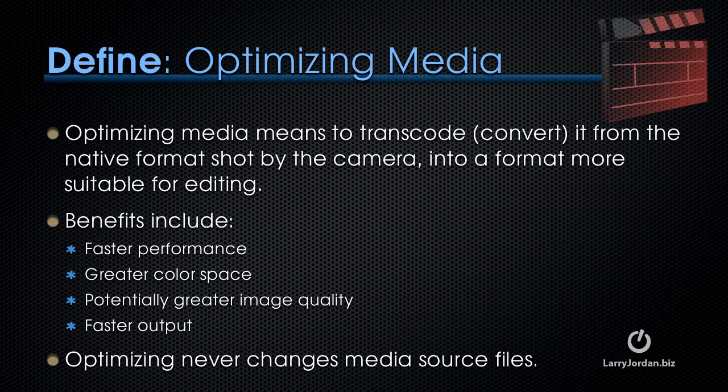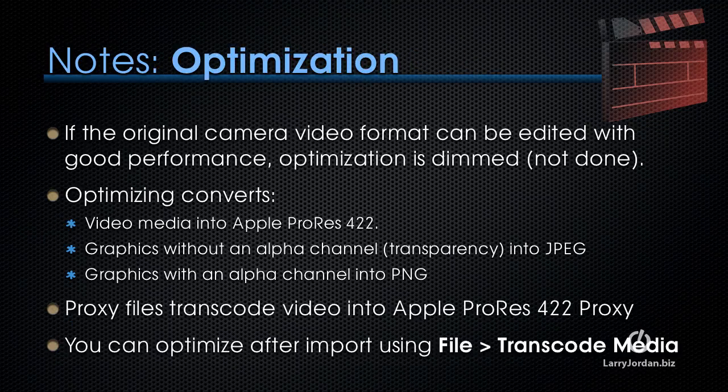Optimizing media means to transcode or convert it from the native format shot by the camera into a format which is more suitable for editing. Benefits include faster performance, greater color space, potentially greater image quality, and faster output. Keep in mind that optimizing never changes media source files. If the original camera video format can be edited with good performance, optimization is dimmed.